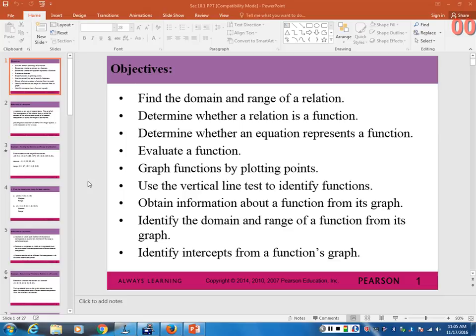We're going to learn to find the domain and range of a function. We're going to learn how to determine if a relation is a function. We're going to determine whether an equation represents a function, evaluate that function for different values. We're going to graph functions by plotting points and learn about the vertical line test to identify functions, and then obtain information about the function from its graph, and identify the domain and range from the graph, and identify the intercepts from the graph. All very important concepts in calculus.